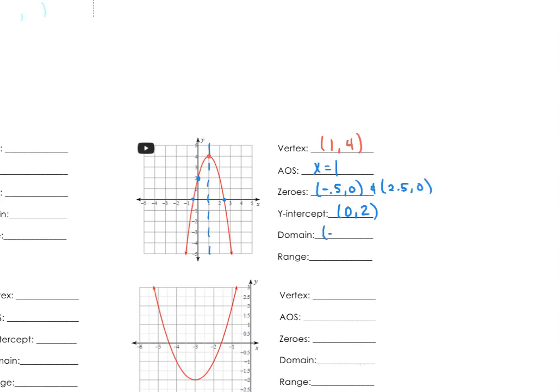Domain, automatically we know it's negative infinity to positive infinity. And then for range, the first thing we ask ourselves is, how low does it go? Well, since it's pointing down, that means it goes forever down, which means negative infinity. And then the highest it goes is just the y value of the vertex, which is 4, so the range is negative infinity to 4.